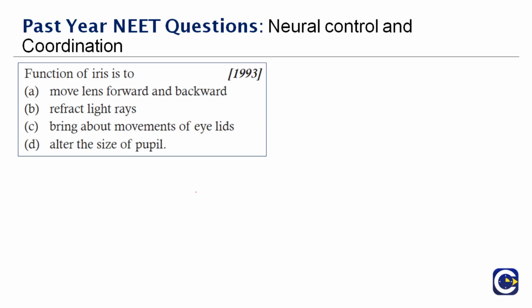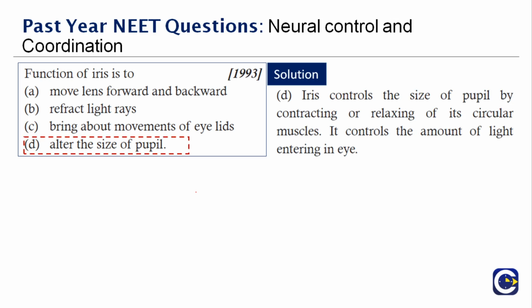Next question here. The function of the iris is to dash, and this question was asked in the year 1993. If you continuously look at part 4, it's continuously questions or repeated questions on the human eye. So kindly go through the human eye very thoroughly. It will help you. The iris controls the size of the pupil by contracting and relaxing its circular muscles. It controls the amount of light entering the eye. So what is the main function of this? It expands and relaxes, right? So it alters the size of the pupil, which is the right answer, option D.